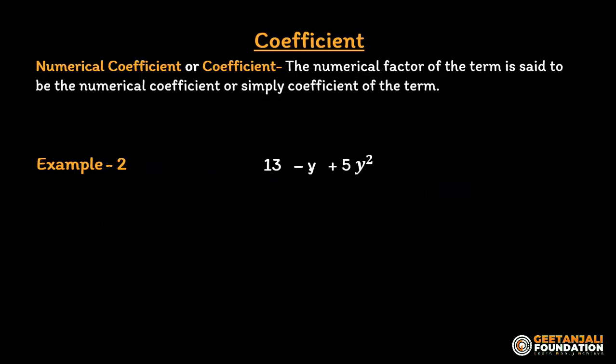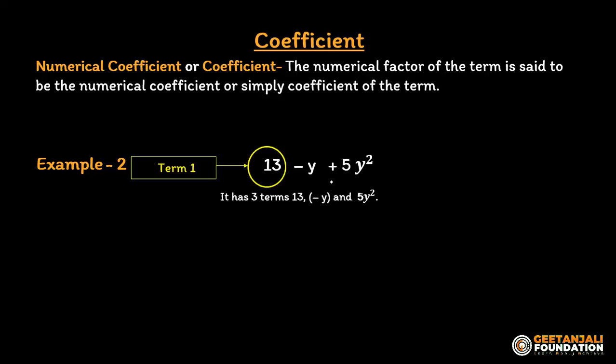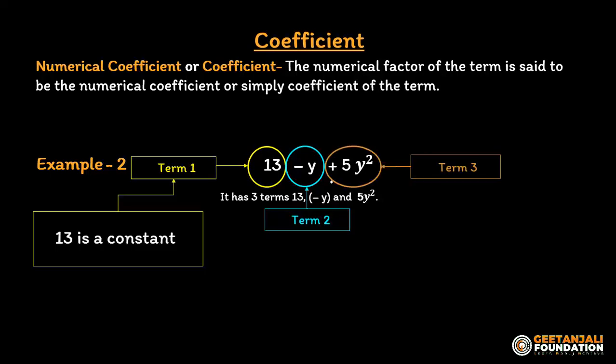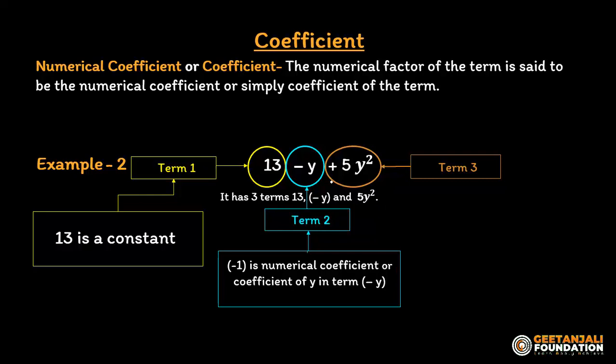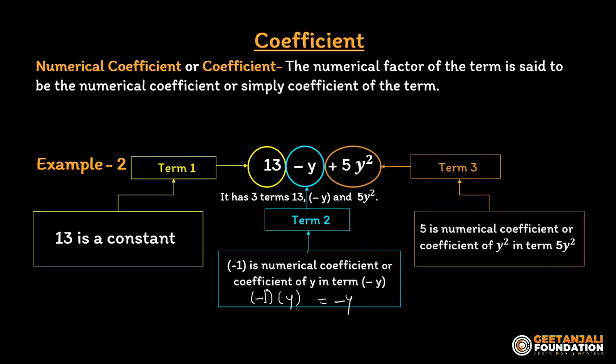One more example: 13 minus y plus 5y square. Now it has 3 terms. First term is 13, second term is minus y and third term is 5y square. In the first term, it's a constant, so there is no coefficient. In the second term, we have a variable. As I told you, minus 1 is multiplied by y to get minus y. So its numerical coefficient is minus 1. Now in the third term, 5 is the numerical coefficient, or coefficient, of y square in the term 5y square.